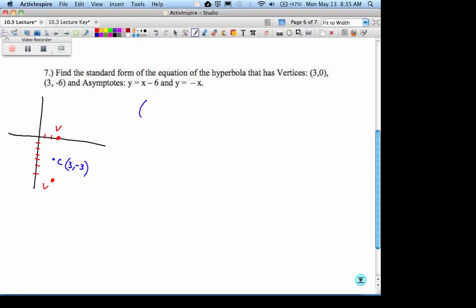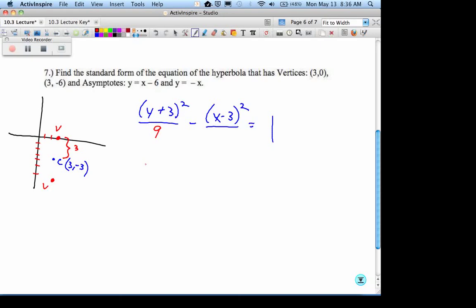So we're going to go y minus a negative 3, so y plus 3, quantity squared, minus x minus 3 quantity squared, equal to 1. So you say x minus the center, y minus the center, but y goes first because things are running up and down. How far is it from vertex to center? 3. That's a distance of 3. So we're going to put 9 under the y value.